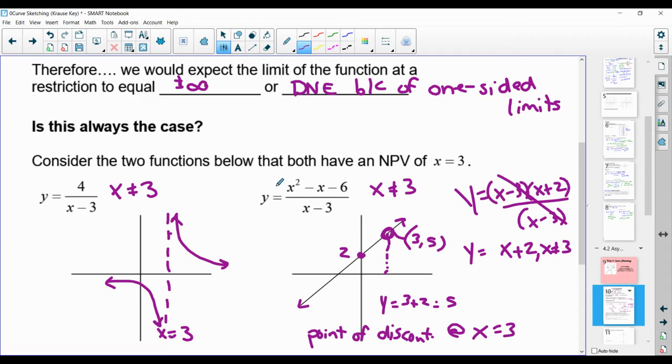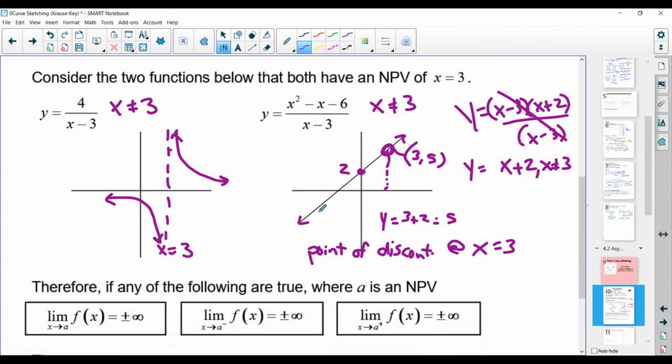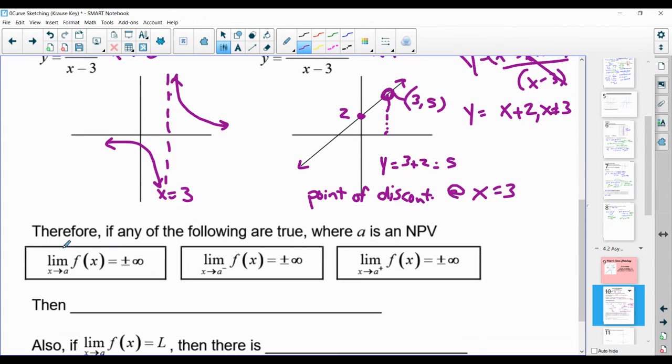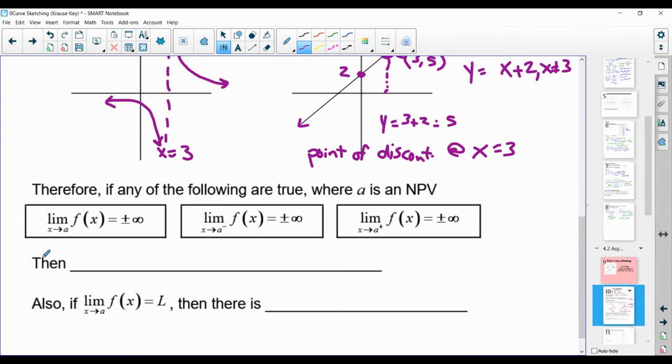So if our rational function can be reduced, even if we have an NPV, that doesn't necessarily mean that we'll have an asymptote. So if any of the following are true and a is an NPV, then we're going to have a vertical asymptote. If the limit of a function as x approaches a has a value of plus or minus infinity, or if we're dealing with one-sided limits, as in I approach from the left or I approach from the right, I have a value of plus or minus infinity, then we will have an asymptote, and that asymptote again is x equals a.